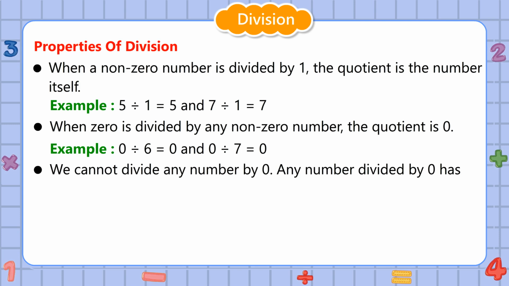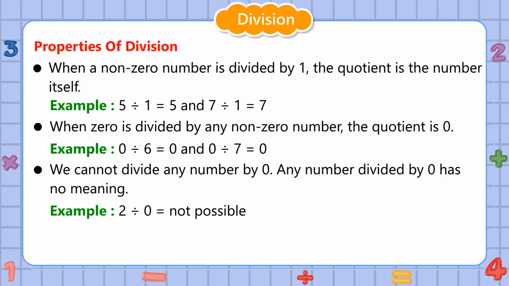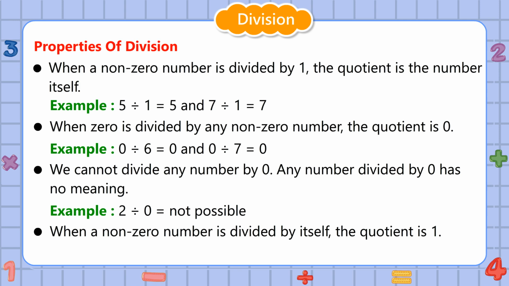We cannot divide any number by 0. Any number divided by 0 has no meaning. Example, 2 ÷ 0 is not possible. When a non-zero number is divided by itself, the quotient is 1. Example, 8 ÷ 8 = 1 and 5 ÷ 5 = 1.